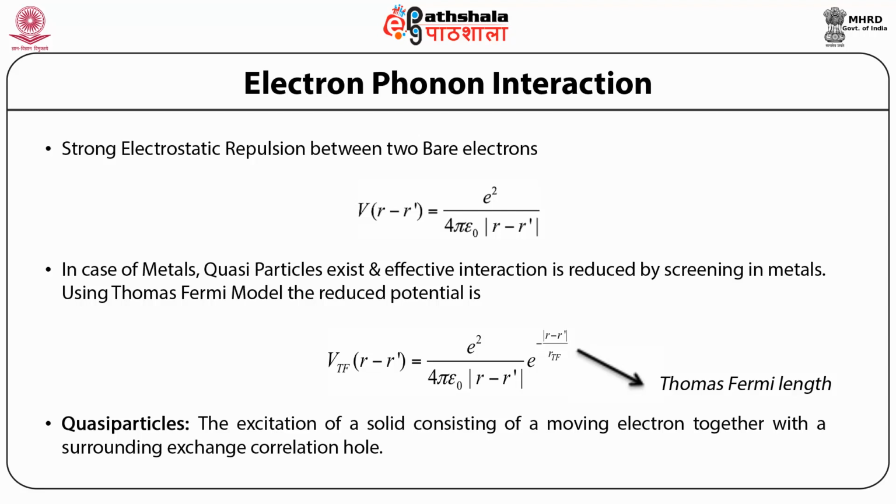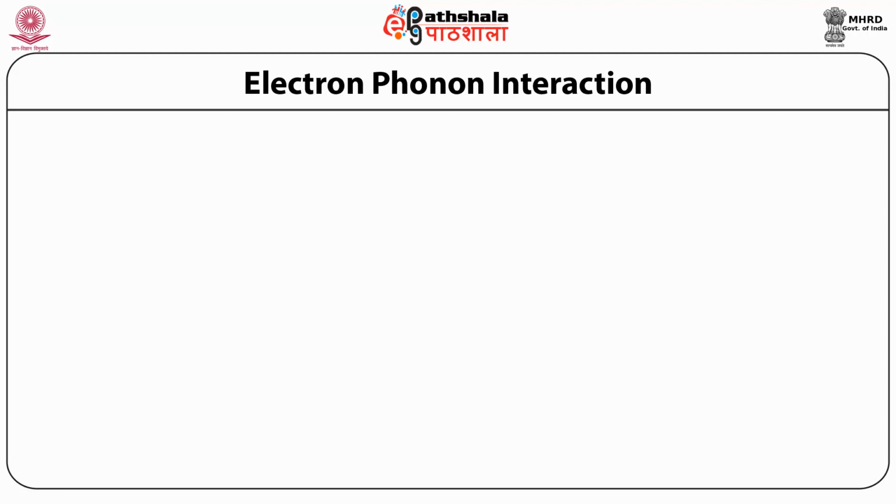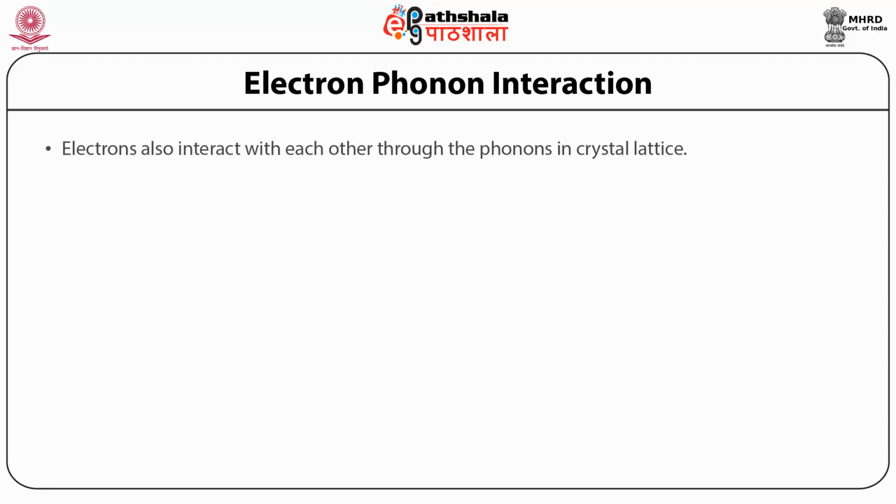And what are the quasi-particles which we are talking about here? These are the excitations of a solid consisting of a moving electron together with a surrounding exchange correlation hole. Okay, so this is the quasi-particle we are talking about. So continuing with the concept of electron-phonon interaction. Now the electrons also interact with each other through the phonons in the crystal lattice. Earlier we have seen the direct electron-electron interaction through the Coulomb potential, but an electron can interact with another electron through the crystal lattice.